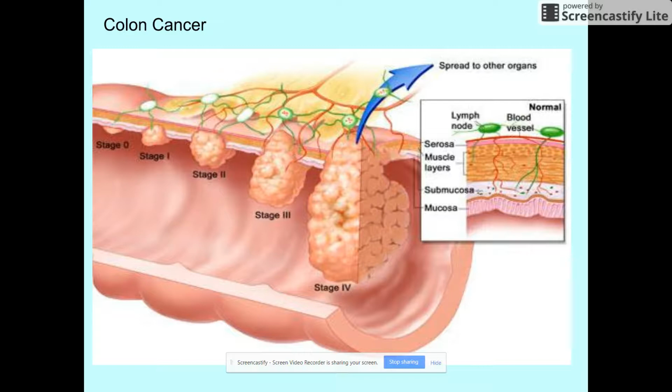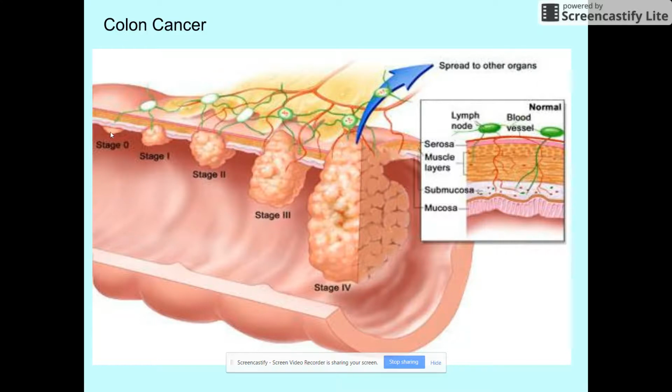We typically describe cancer as being in a stage. You can be diagnosed with like stage 2 breast cancer, stage 3 colon cancer. And those stages vary a little bit depending on which cancer you are diagnosed with. But a lot of it has to do with the layers of tissue that the tumor has invaded.